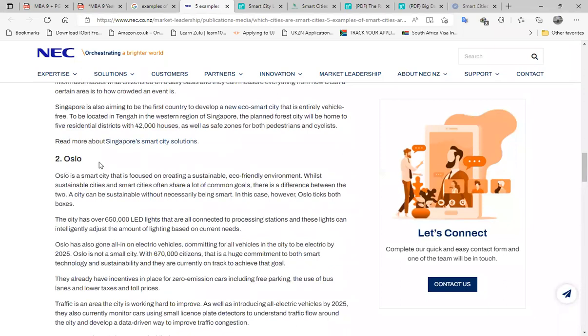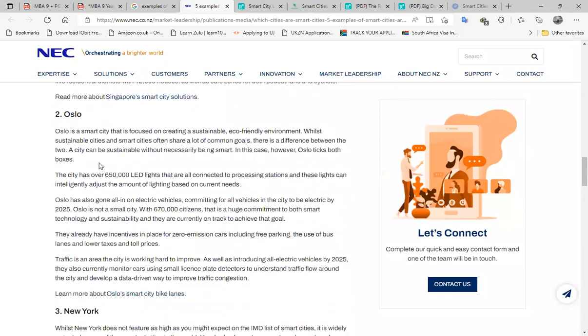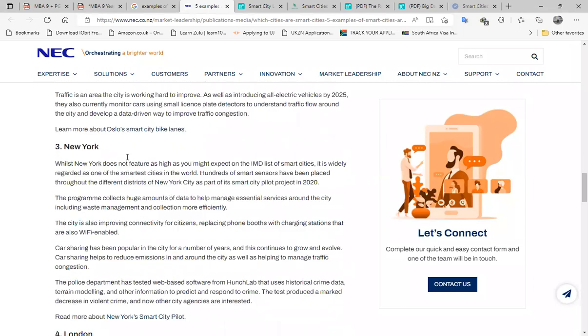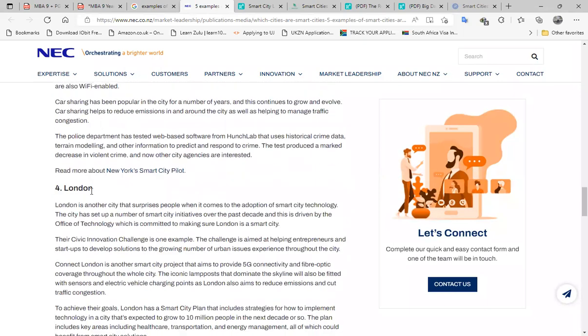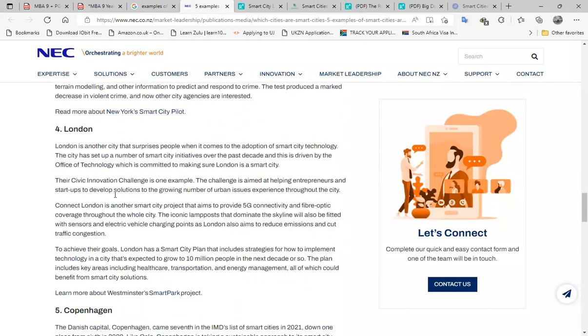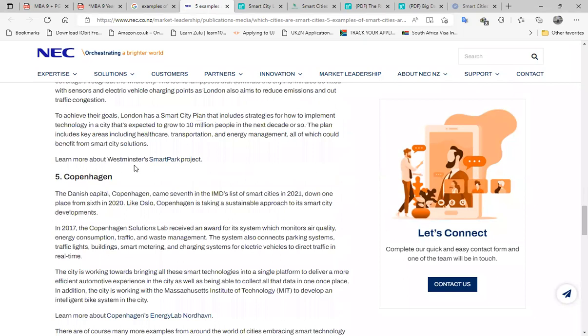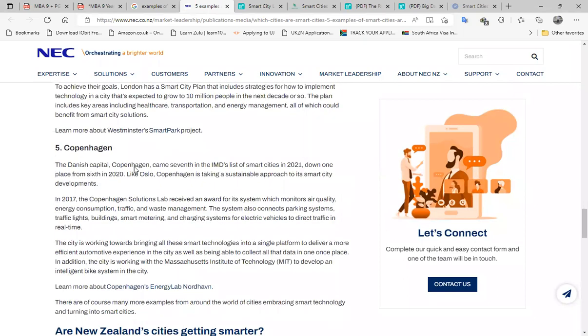I don't know where this city is. Then there's New York, right? There's London. Then there's Copenhagen, right? So these are not the only smart cities, but these are some of the smart cities, right?